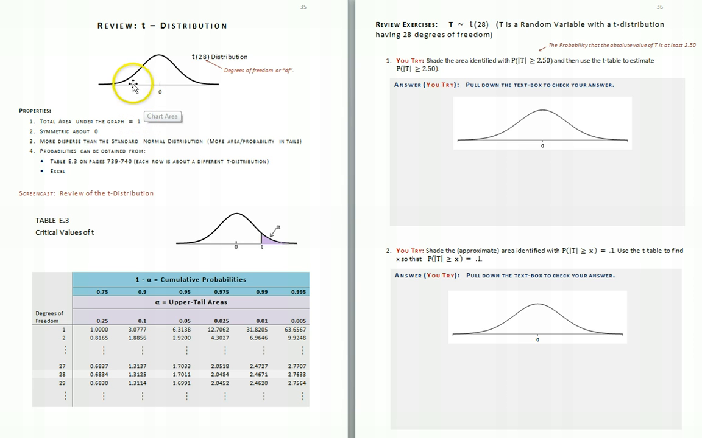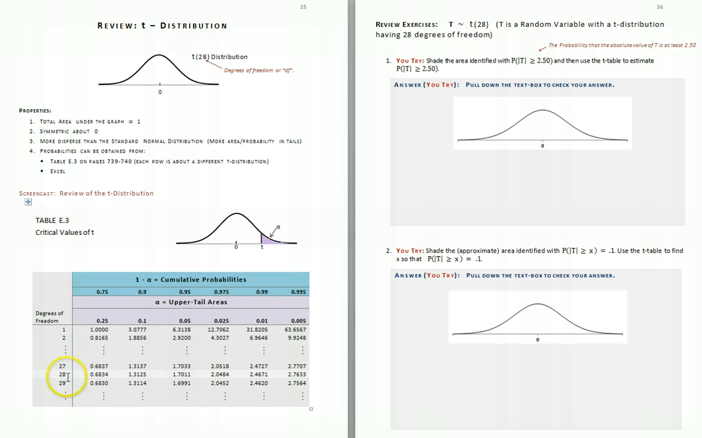The t-distribution is a bit more dispersed than the standard normal distribution, and probabilities associated with any t-distribution can be read right off of the t-table. Each row in a t-table is about a different t-distribution, a t-distribution with a specific number of degrees of freedom. Here is the 28 degrees of freedom row.